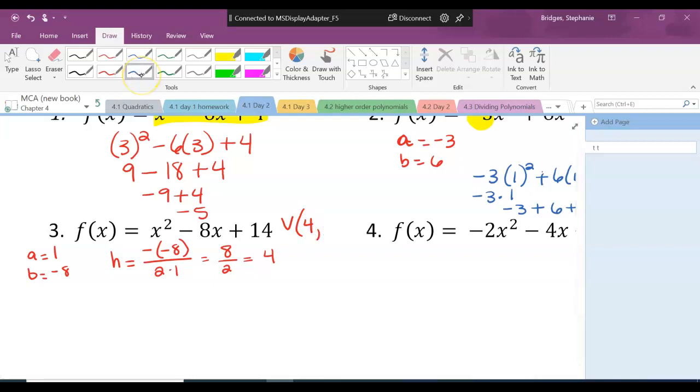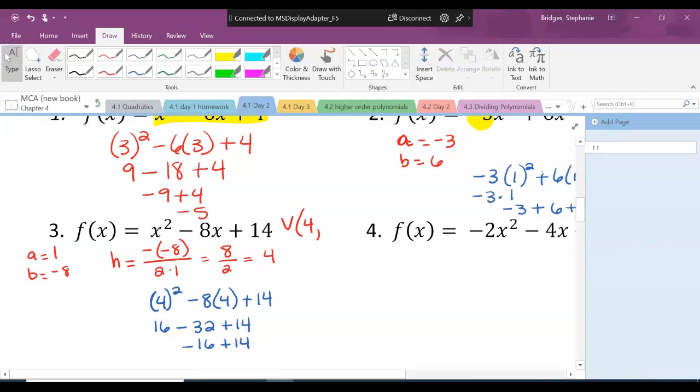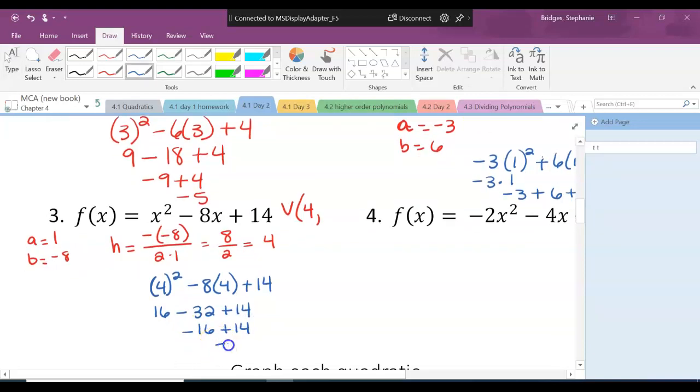And then we're going to take and plug that into our function. Everywhere there is an x, I'm going to put a 4. So it's x squared minus 8 times x plus 14. What is 4 squared? Okay. And then negative 8 times 4 is a negative 32 plus 14. If I do 16 minus 32, that gives me a negative 16. And negative 16 plus 14 is negative 2.